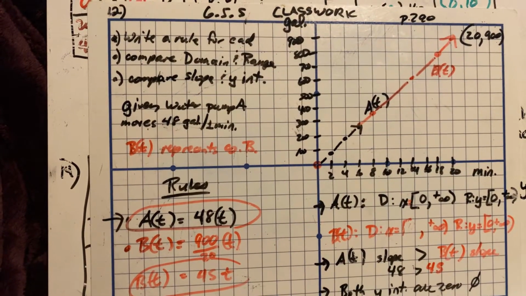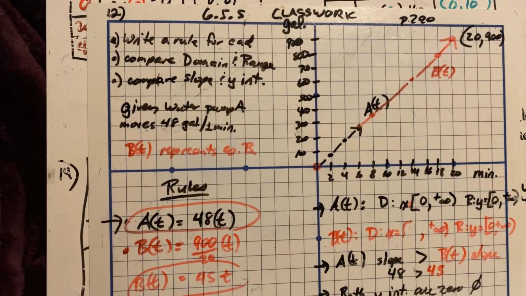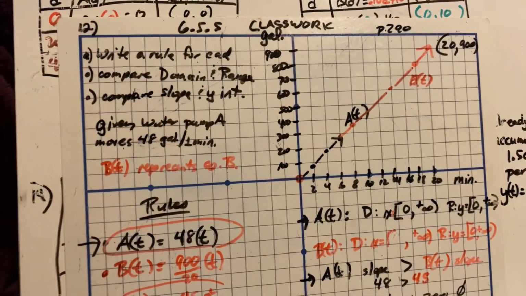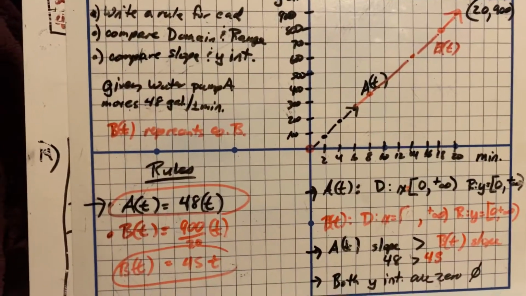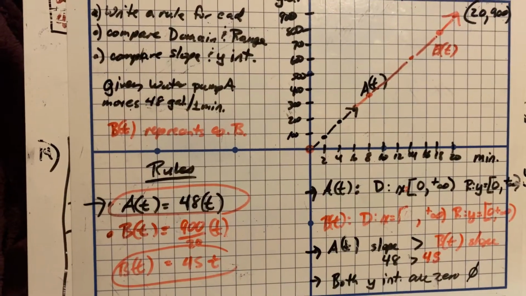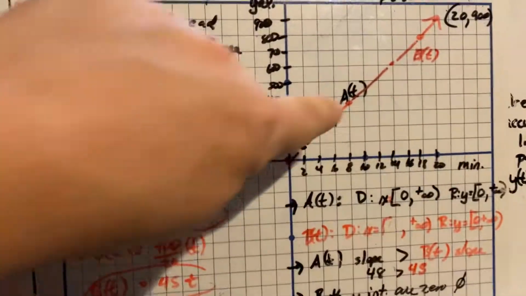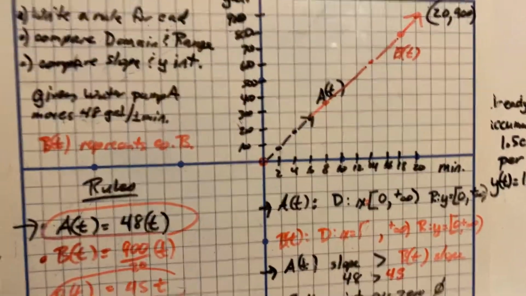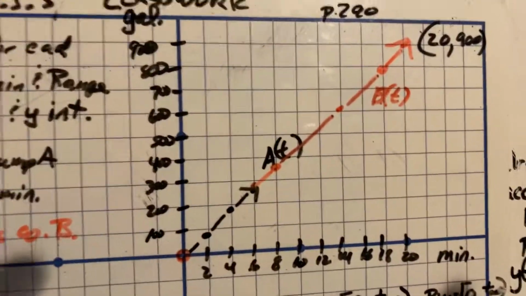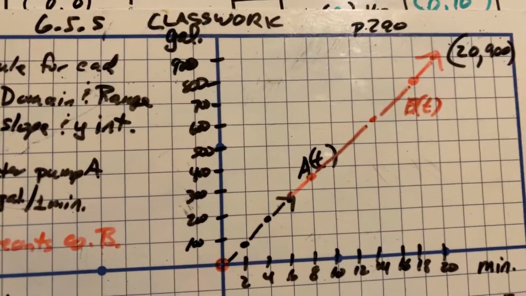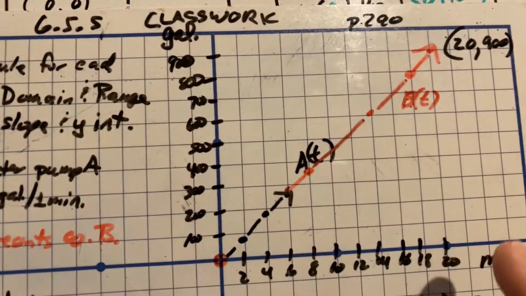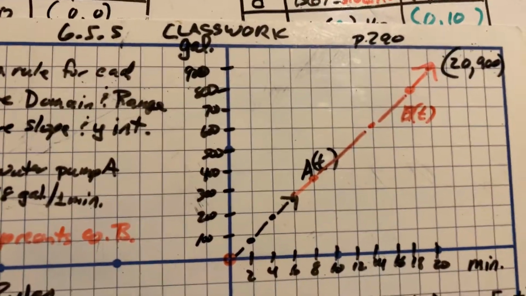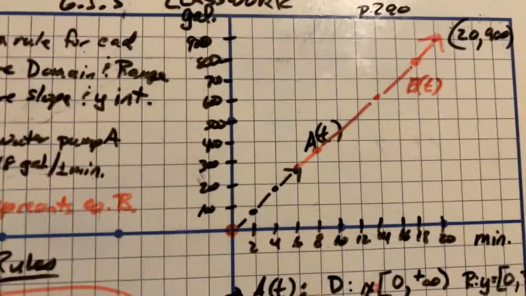We're given that pump A can move 48 gallons for every 1 minute. B of T represents company B. For company B, they gave us the red, what I drew in red, as our graph. And the only point that I'm going to call the friendly point, where it actually is easy to see, is where X is 20 minutes and Y is 900 gallons. So for 20 minutes, we're able to pump out 900 gallons of water.